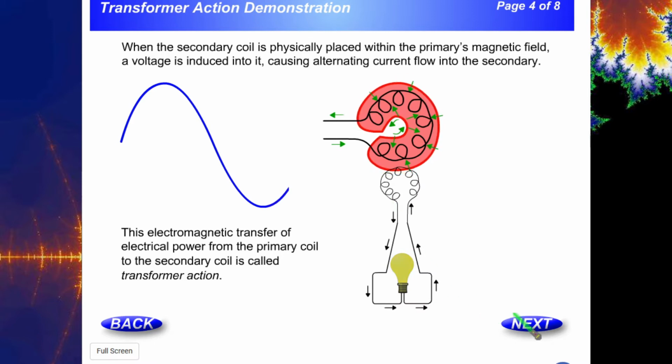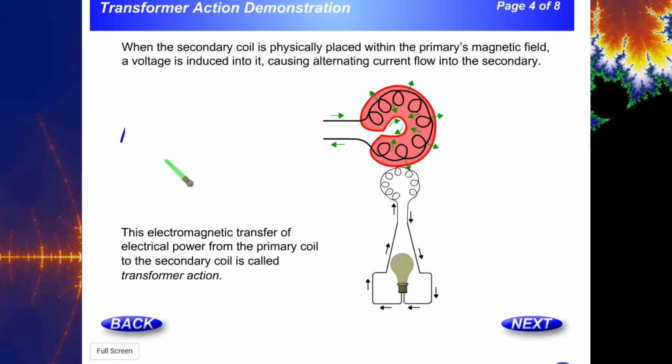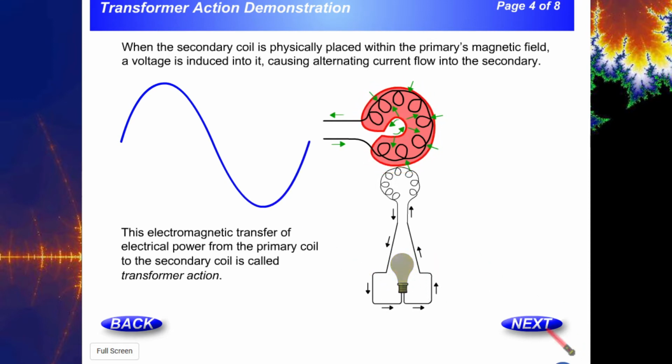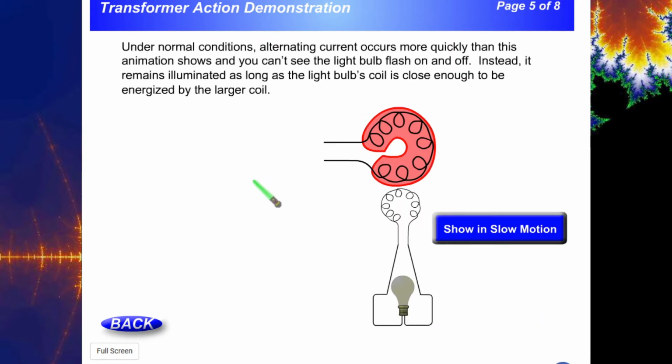Okay. Now, again, we're watching this and this is taking a couple seconds to make one full completion. So this is much, much slower than obviously what you would see in real life. This would be blinking so fast that you would not be able to detect it with the naked eye. It says, under normal conditions, alternating current occurs more quickly than this animation shows, and you can't see the light bulb flash on or off.